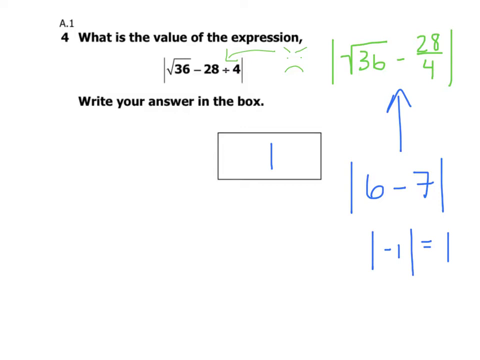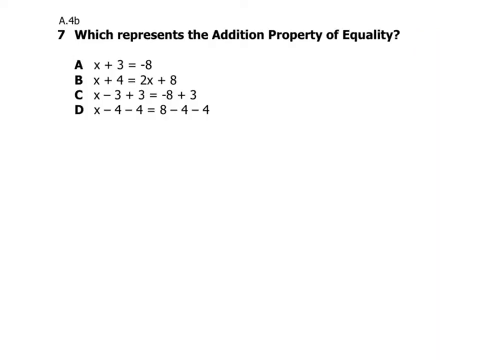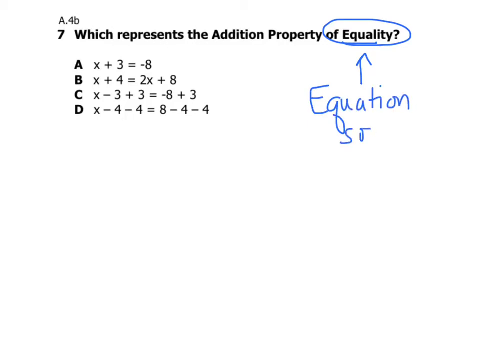Excellent. Let's move on. Okay, which represents the addition property of equality. Your properties of equality, those are the properties that we use to solve equations. Those are your equation solvers. It's the doing the same thing to both sides properties. So what you're looking for here is where you've done the same thing to both sides and it's addition on both sides. So look carefully through these.